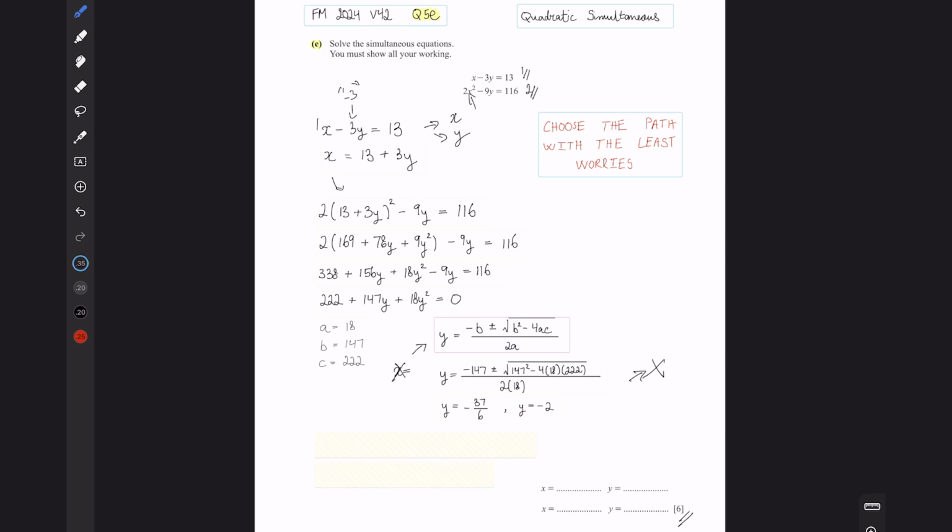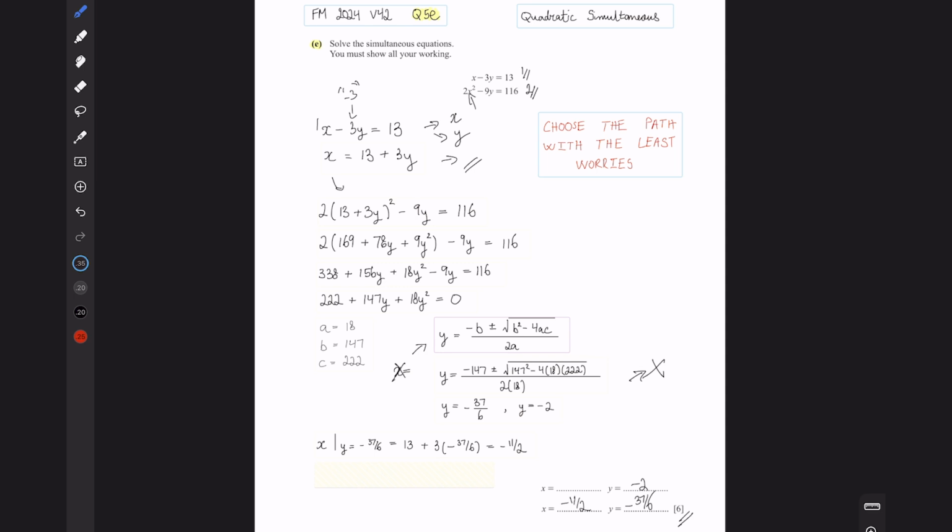And then from there, we have our two values of y, and we now need to solve for x. And we have x, no? We have x over here. We have rearranged for x from the start. x equals 13 plus 3y. And then we simply substitute the values of y back into the equation of x right here. We get the answer is -11 over 2 if y is -37 over 6.